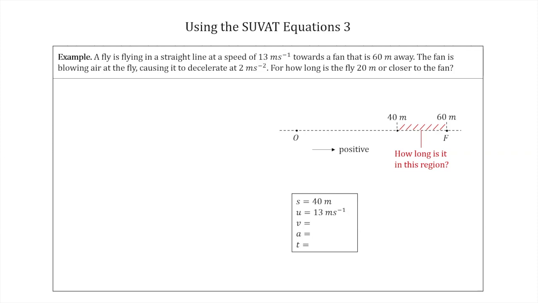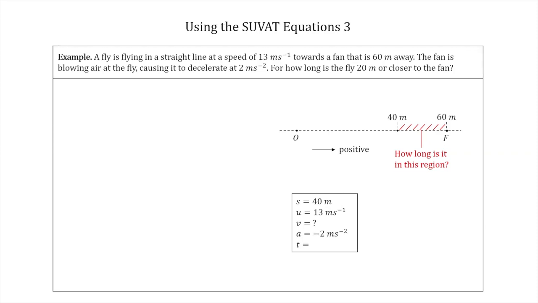U, the initial velocity, is given. It's 13 meters per second. So both of these are positive because they're both in the positive direction away from the origin. The final velocity, well, when it gets to 40 meters, we don't know what that is. We've not been told, so it's unknown.